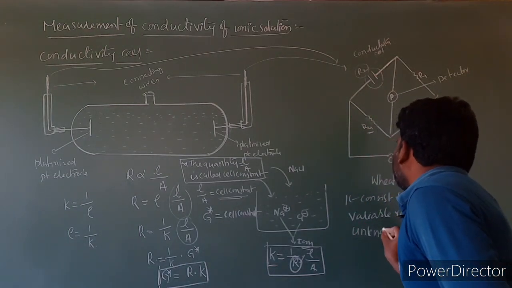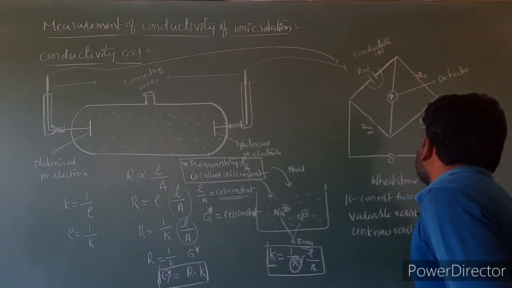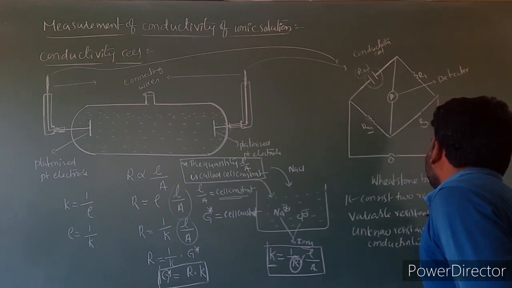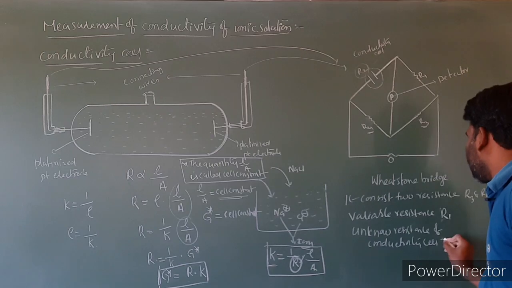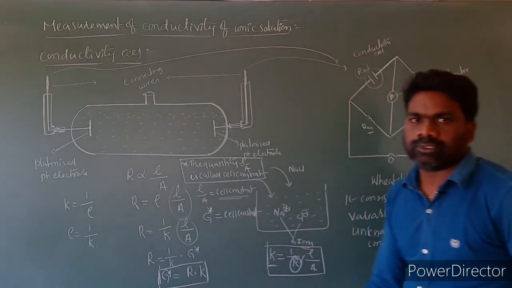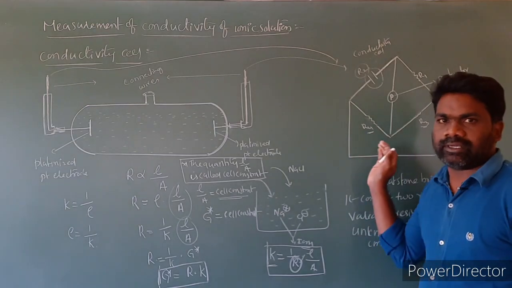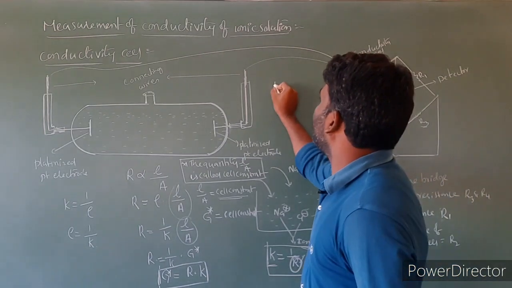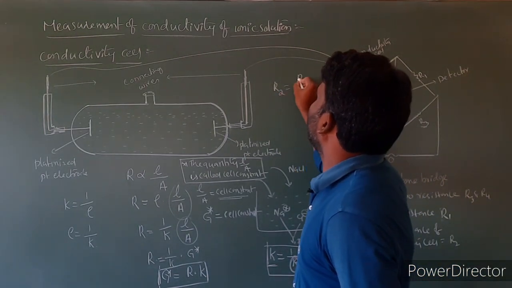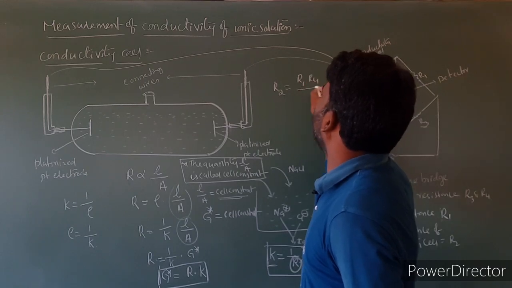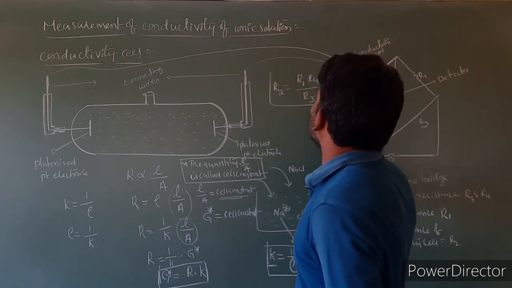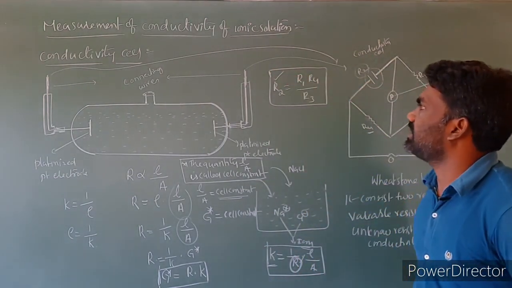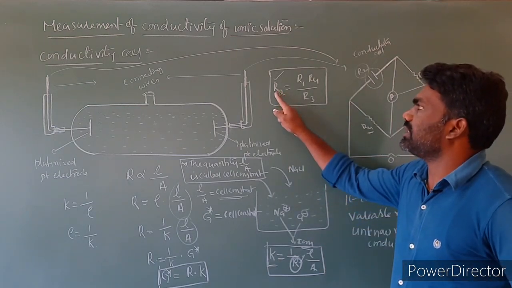Here R2 is the unknown resistance of the conductivity cell. So we have to find out R2. When the bridge is in balanced position, no current is passed. In such case, we will use the formula R2 is equal to R1 R4 by R3. By using this formula, we are able to find out the unknown resistance R2.